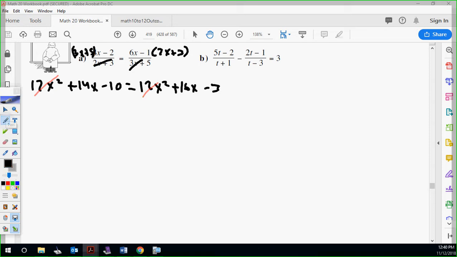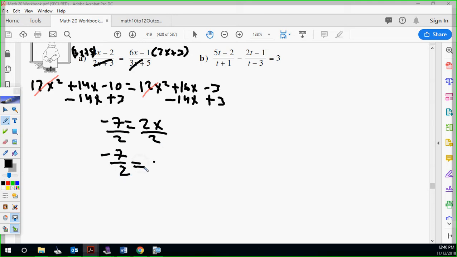Simple solving. Minus 14x, plus 3. Negative 7 over 2 is your x value.